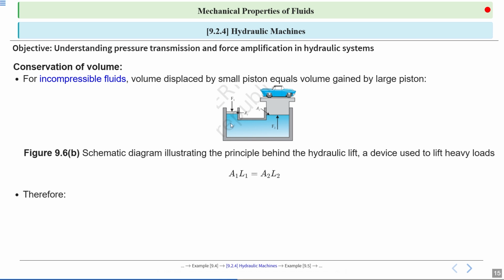Therefore, by rearranging the formula, you will get L2 upon L1 is equal to A1 upon A2. So this equation tells us that the ratio of the distances moved by the pistons is inversely proportional to the ratio of their areas. This means that if the small piston moves a certain distance, the large piston will move a shorter distance, but with the greater force. This principle is what allows hydraulic systems to amplify force and perform heavy lifting tasks efficiently.